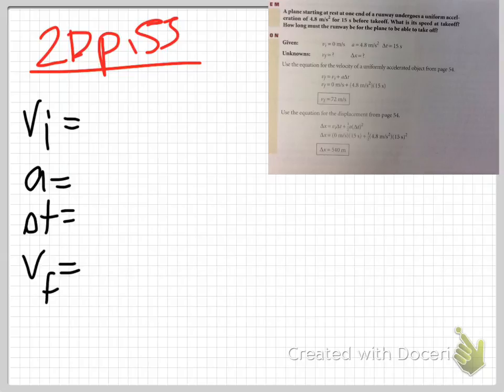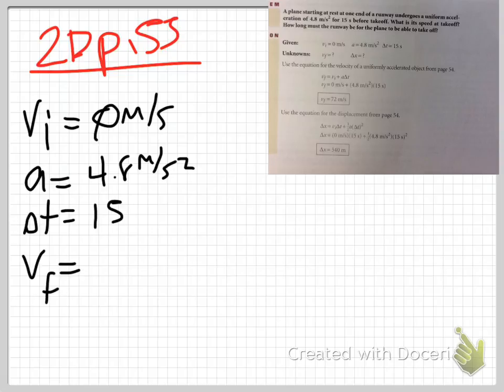VI is what? 0. Acceleration is 4.8 meters per second squared. Delta t is 15 seconds, and we'd like to know VF.